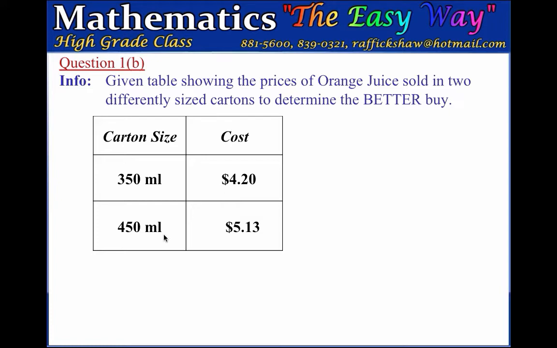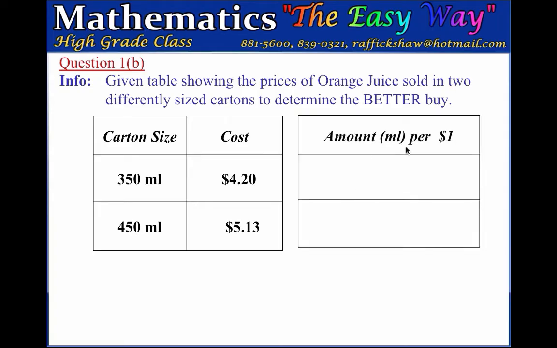Similarly, for the 450 milliliters, which is sold for $5.13, all we need to do to see how much juice we get for $1 is to divide by the 5.13. So let's show that calculation here. So here I'm going to show the calculation for the amount of juice in milliliters per $1. Now for the 350 milliliters carton, as I have said, all we need to do is divide the 350 milliliters by 4.20, and that will give us the amount of juice for $1. And basically this is it.